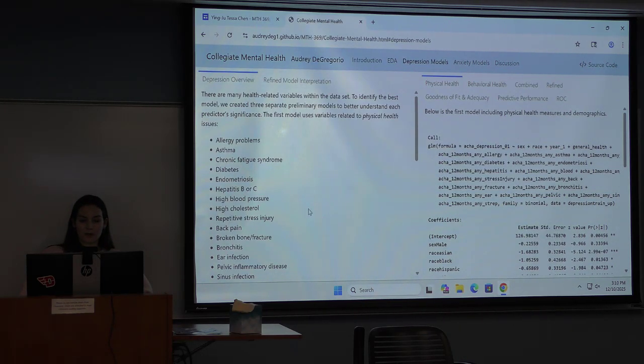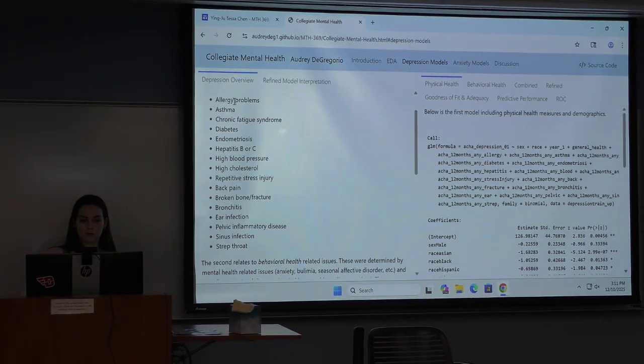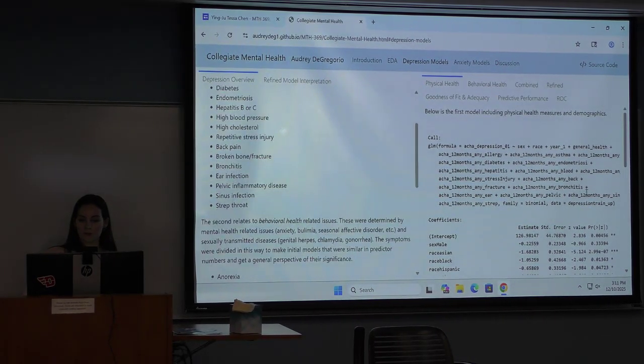First of all, I made 4 different models for both depression and anxiety, but only dive deeper into the final refined model. I used the first 3 to decide which physical health indicators were relevant to include in the final model. So the first one is the first model that included physical health, which includes all of these different predictors.